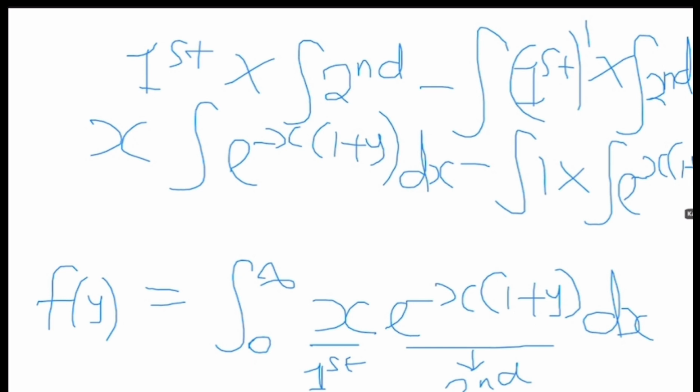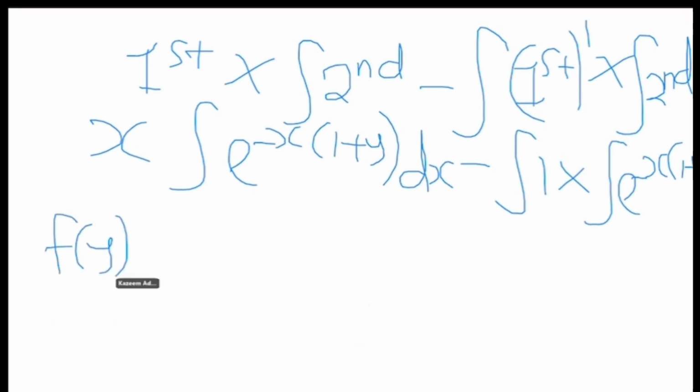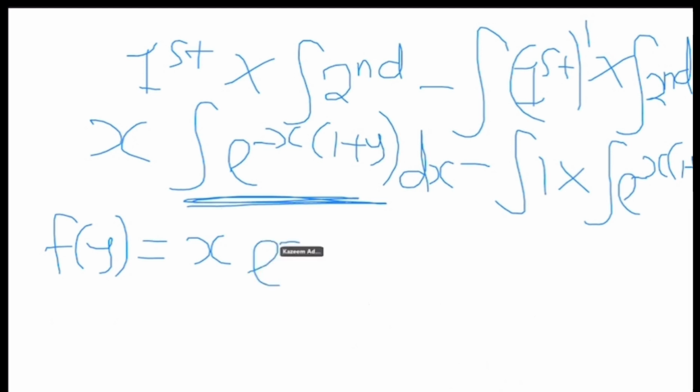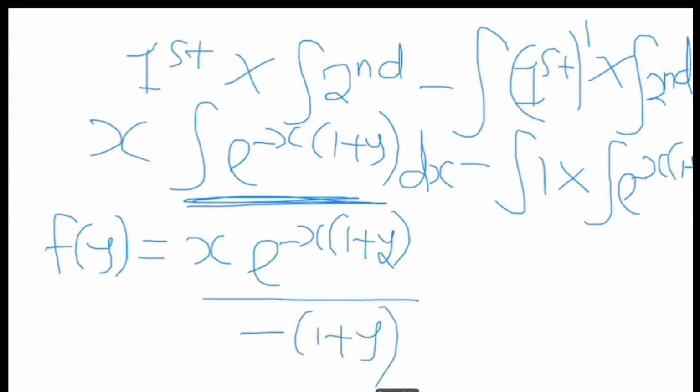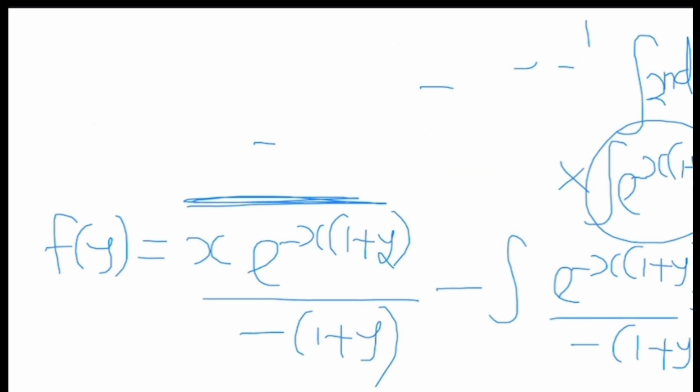Now, it's getting easy now. Don't forget, we're working on f of y, right? So the f of y, integrating this guy now. Don't forget, we are integrating with respect to x. So I'm going to have this guy. With respect to x, it's going to be negative 1 plus y. Minus, of course, when you do that, the same thing here, and you put it under the integral sign, you're basically going to have exponential raised to the power of minus x into 1 plus y, divided by minus into 1 plus y, and you're going to put that inside another integral. So far so good, right? That's super easy, right?